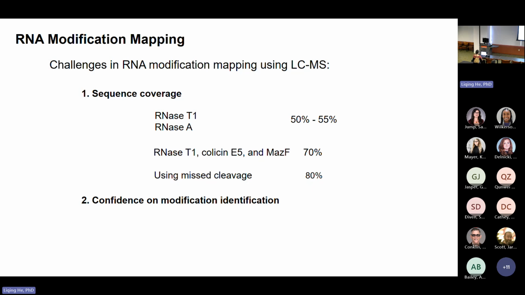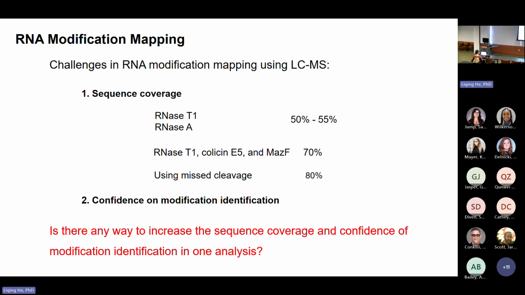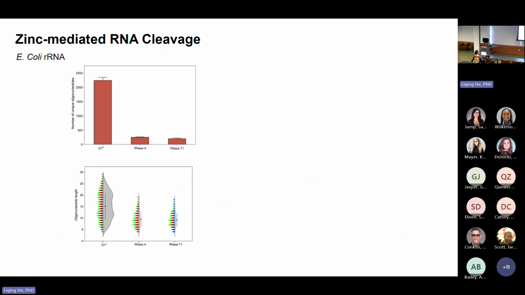So I'm thinking whether we can use this method, if in one digestion, this metal ion may digest the same position to different oligos. And if this is the case, it may increase the sequence coverage. And if these oligos have modification and are identified as the same modification, then you also increase the confidence of modification identification. So we tried metal ion, we chose zinc to digest E. coli RNA. And this is the identification result.